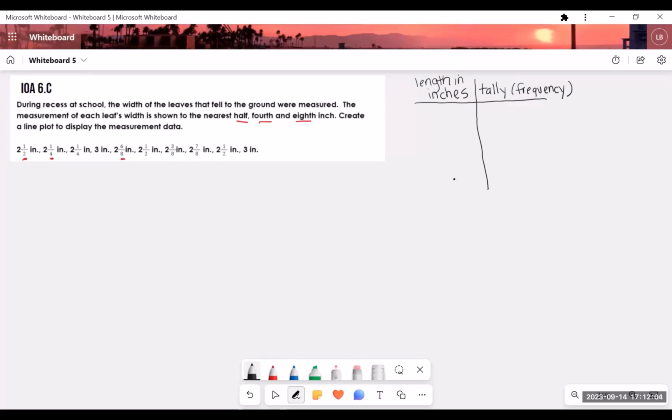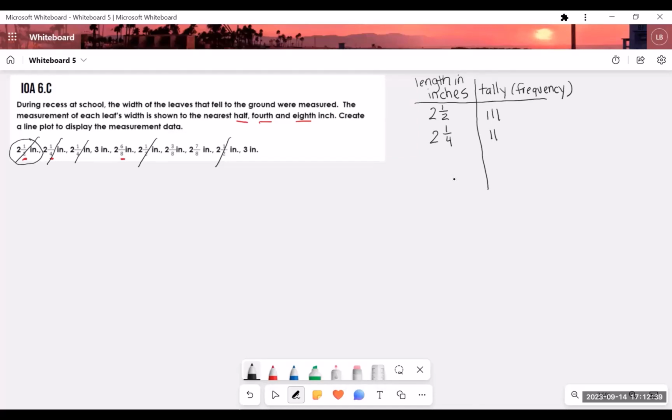I'm just going with the first thing that I see in my data set, which was 2.5 inches. So now I'm going to see how many times did that occur. There was 1 leaf, 2 leaves, 3 leaves. So I'm going to put 3 tallies. The next measurement was 2 1/4. I see that 2 times, 2 1/4. Let me put that on my table. Just double check that. Yep.